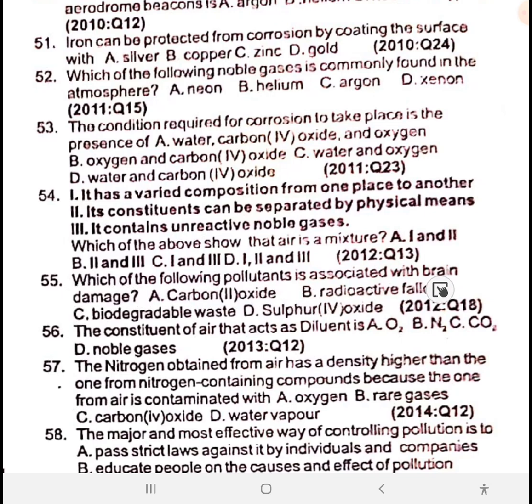55, which of the following pollutants is associated with brain damage? Carbon 2 oxide. 55 is option A. 56, the constituent of air that acts as a diluent is nitrogen. It quenches fire. Option B.